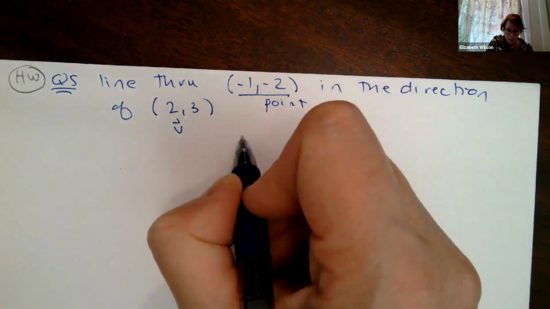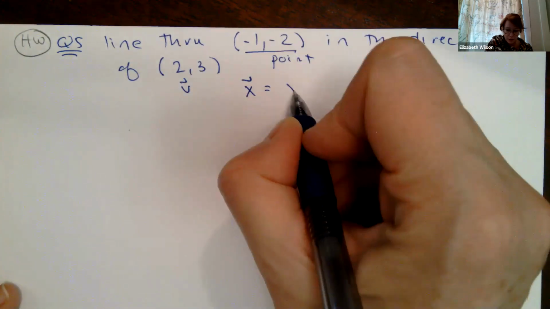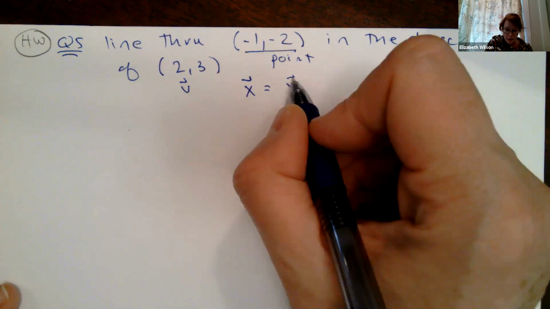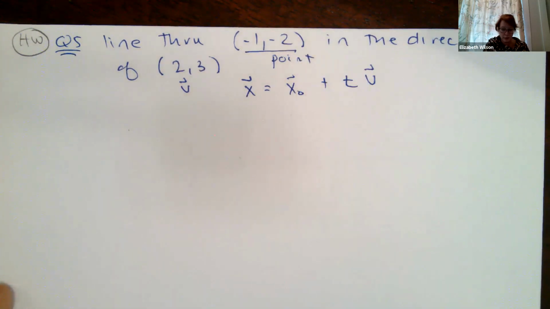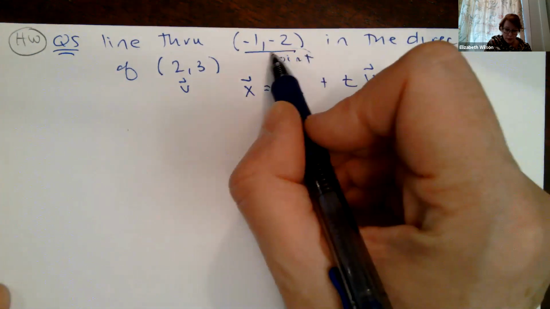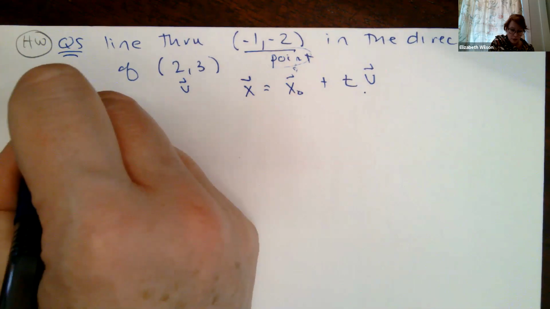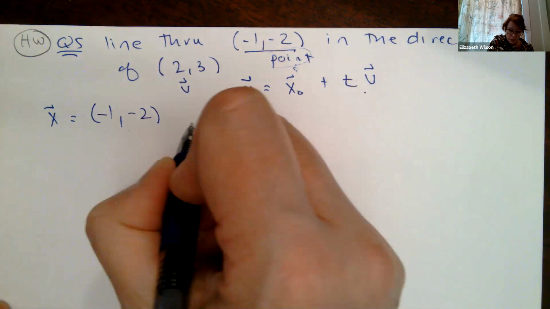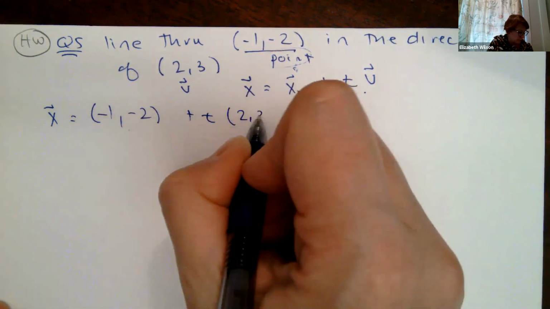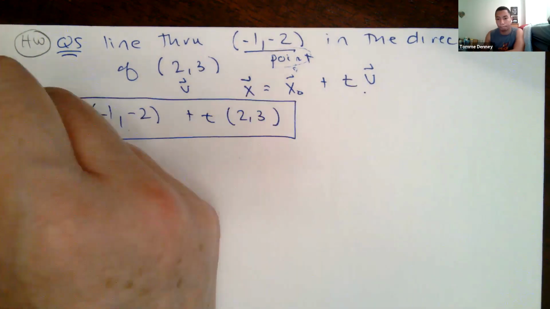And remember, vector equations and parametric equations are synonymous with one another. So my vector equation is x bar equals x naught plus t, my parameter, times v, my vector that's parallel to the line. I'm going to put my point in for the point, and my vector in for the vector. So my equation is (-1, -2) plus t times (2, 3). So that's the answer for part A.